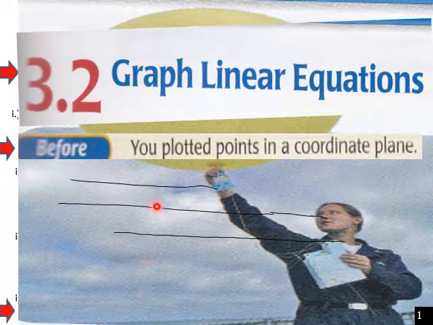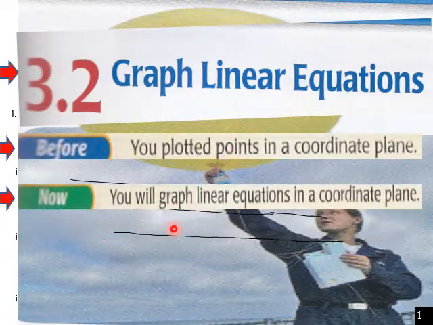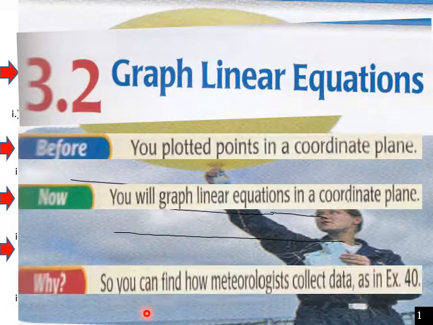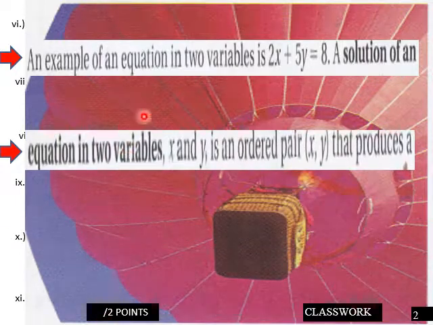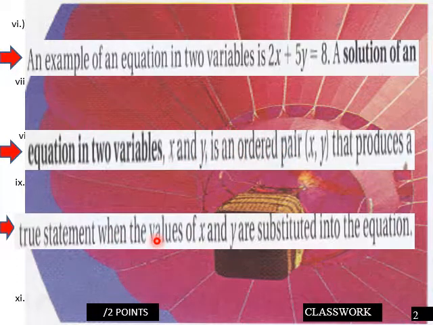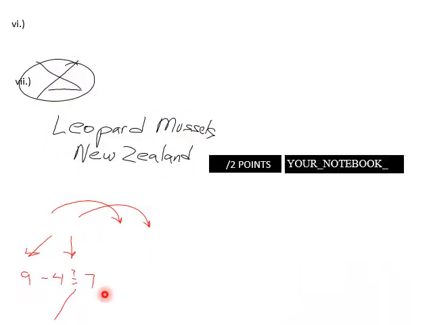Okay, graphing linear equations. You plotted points in the coordinate plane. You will graph linear equations in a coordinate plane, like meteorologists collecting data. An example of an equation in two variables is here. A solution of an equation in two variables, x and y, is an ordered pair (x, y) that produces a true statement when the values of x and y are put in the equation.